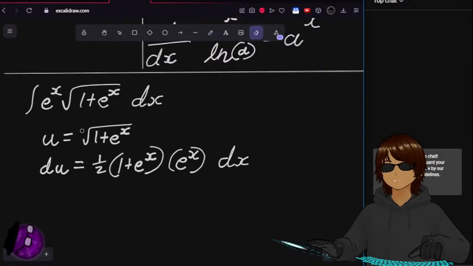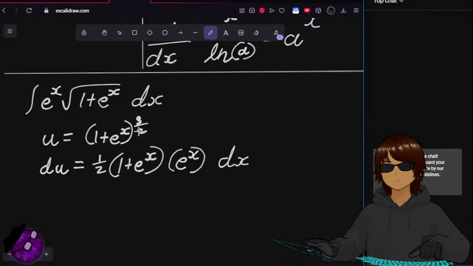But how about this? Instead of to the power of half, it's to the power of 3 over 2. So when I differentiate, it becomes half. This here is 3 over 2, this here is half. So the derivative of the entire thing with respect to 1 plus e to the power of x gives 3 over 2 times 1 plus e to the power of x to the power of half. And then the derivative of 1 plus e to the power of x is just e to the power of x. Right.